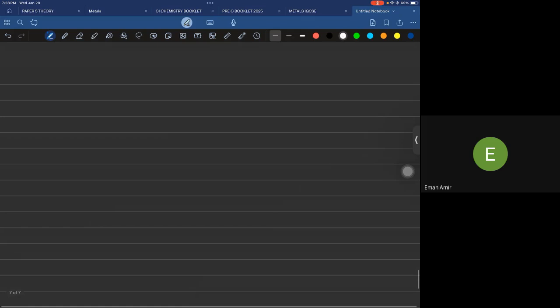Then we have oxidation with hot KMnO4. Oxidation with hot KMnO4.